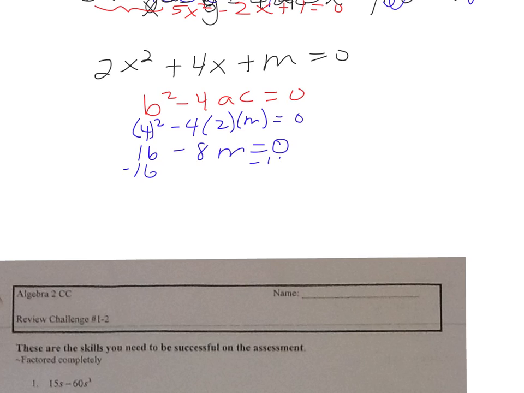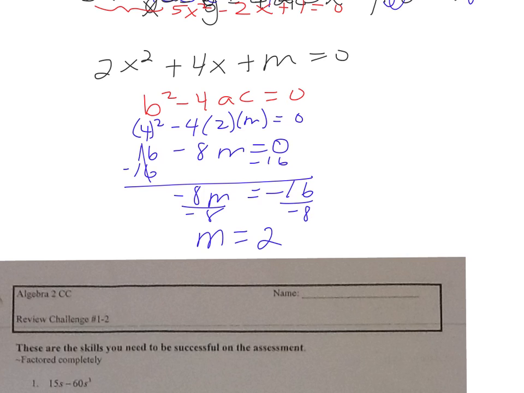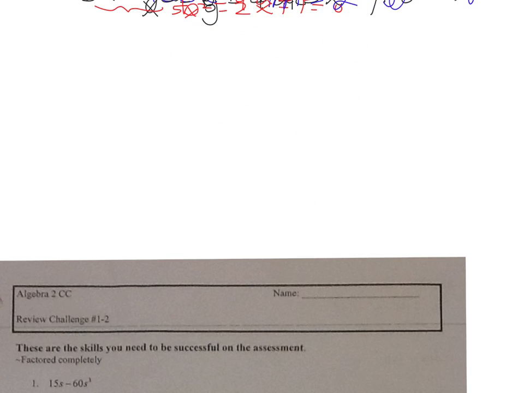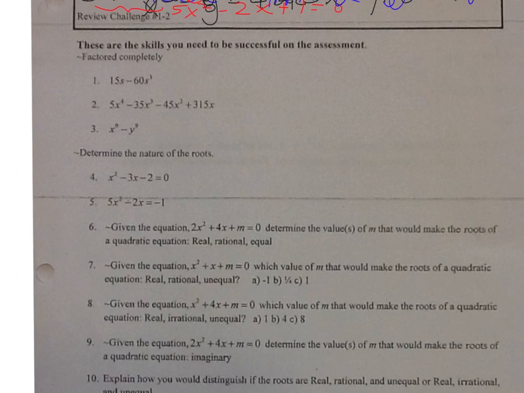Minus 16, we can add 8m, whatever. Negative 8m equals negative 16. Divide by negative 8. M is equal to 2. So when m is equal to 2, my roots will be real, rational, and equal. Remember, that's tangent to the x-axis. All right, let's take a look at number 7.